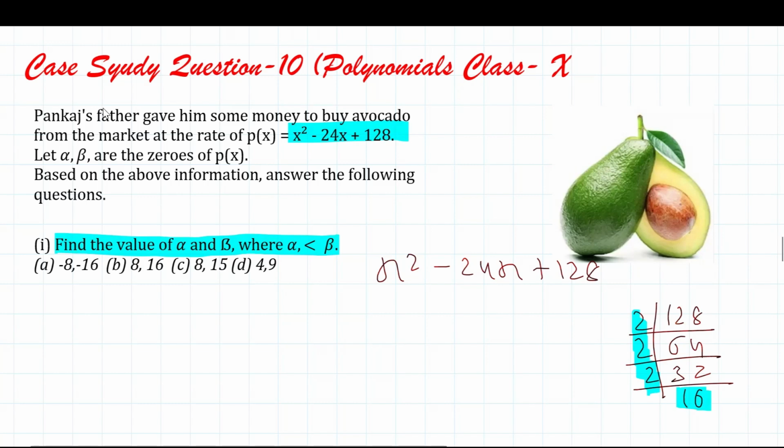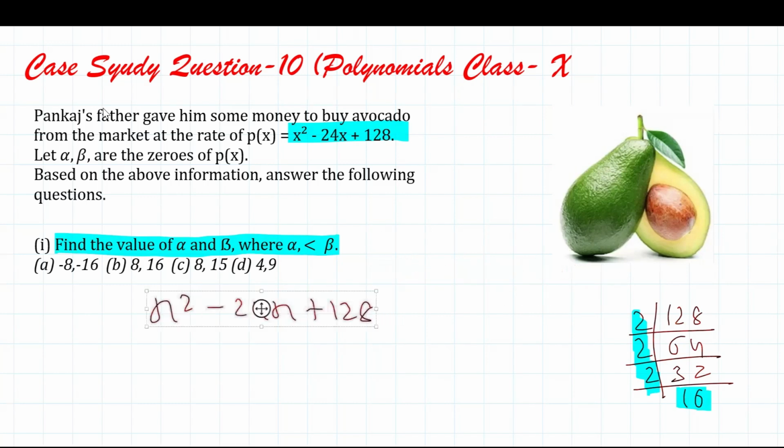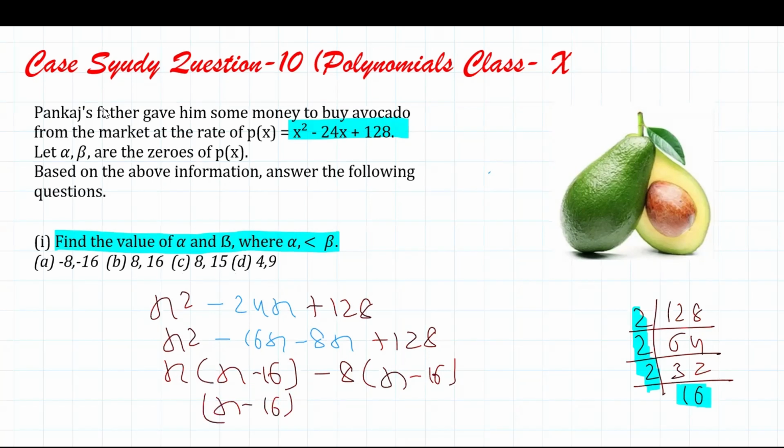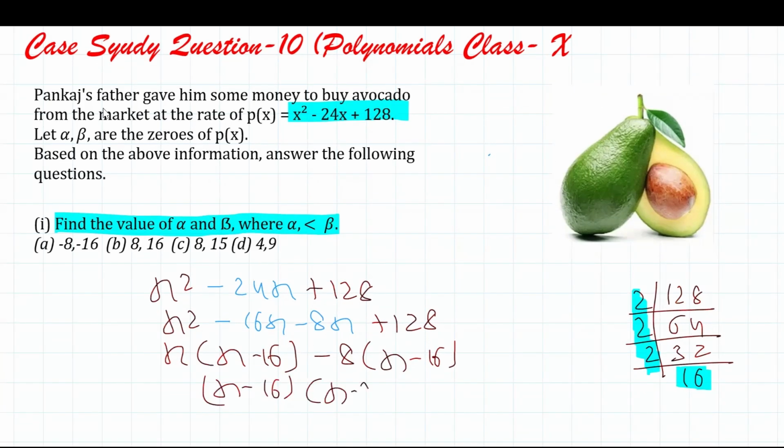So this is what we will do here. If I bring it down, this is x square minus 16x minus 8x plus 128. What I did here is split the middle term. The middle term was 24x, and I split it like this. If I take x common from the first two terms, it is x minus 16. If I take minus 8 common, this is x minus 16. So finally it is (x minus 16) and (x minus 8).